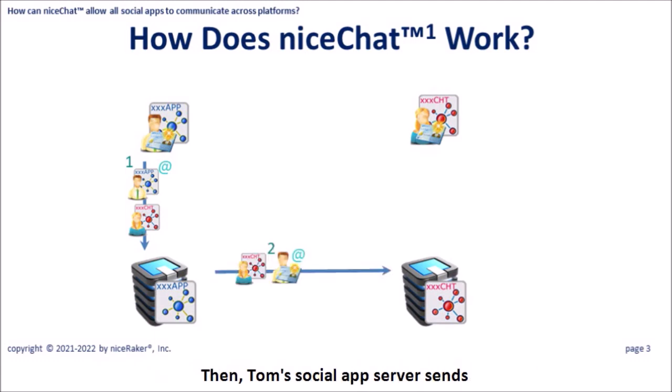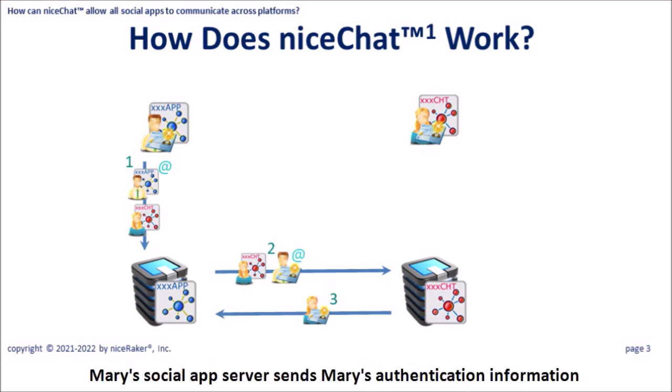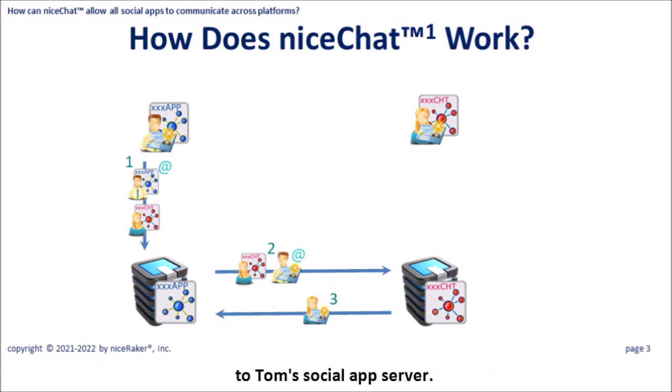Then, Tom's social app server sends Tom's location, Tom's authentication information, and Mary's account ID to Mary's social app server. After receiving the information, Mary's social app server sends Mary's authentication information to Tom's social app server.